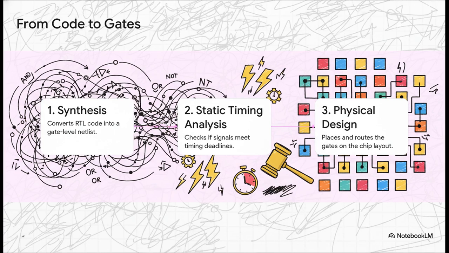Synthesis translates your code into a sea of millions of logic gates. Then, static timing analysis acts like a ruthless judge, making sure every single signal can get from point A to point B fast enough. And finally, physical design is like this massive automated game of Tetris on a microscopic scale, placing and wiring all of those gates together.